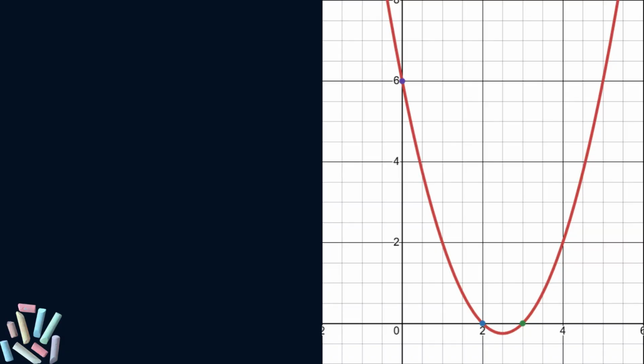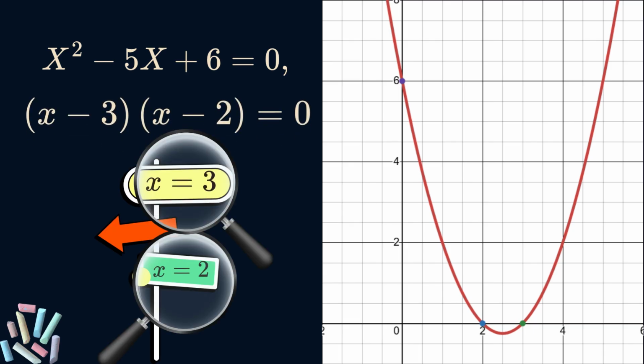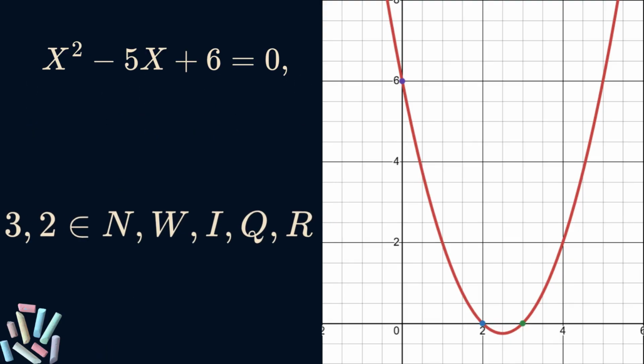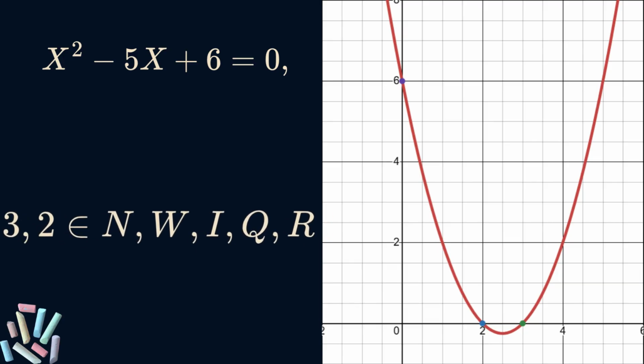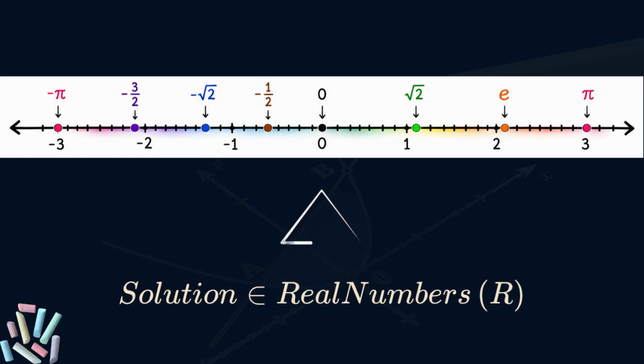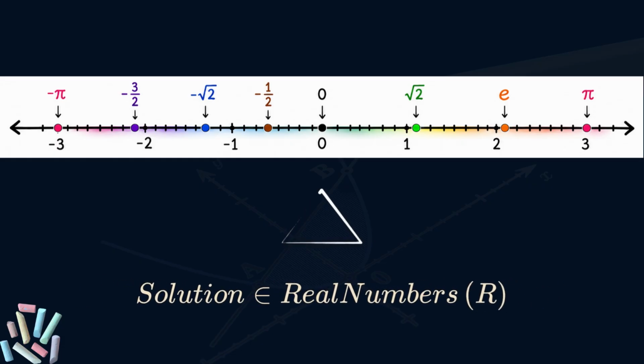Now let us return to the equation we saw earlier. x squared minus 5x plus 6 equals 0. The solutions were x equals 2 and x equals 3. These numbers belong to many categories. They are natural numbers, whole numbers, integers, rational numbers, and of course, real numbers. So the solutions fit perfectly inside the real number system.